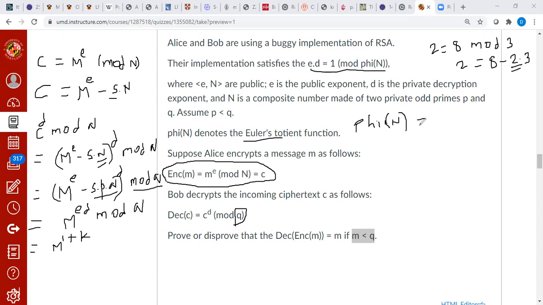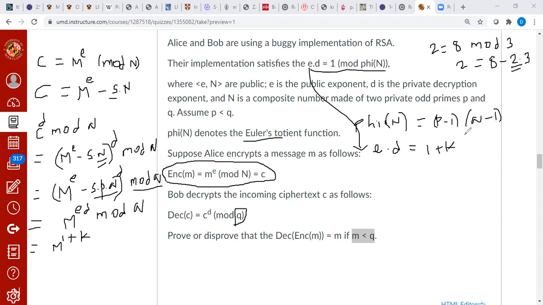It's nothing but (p minus 1)(q minus 1), right? So this is the definition of phi of n. So we can now substitute phi of n over here. We get e times d is, let me expand this again. What is e times d? e times d is nothing but 1 more than k times phi of n.